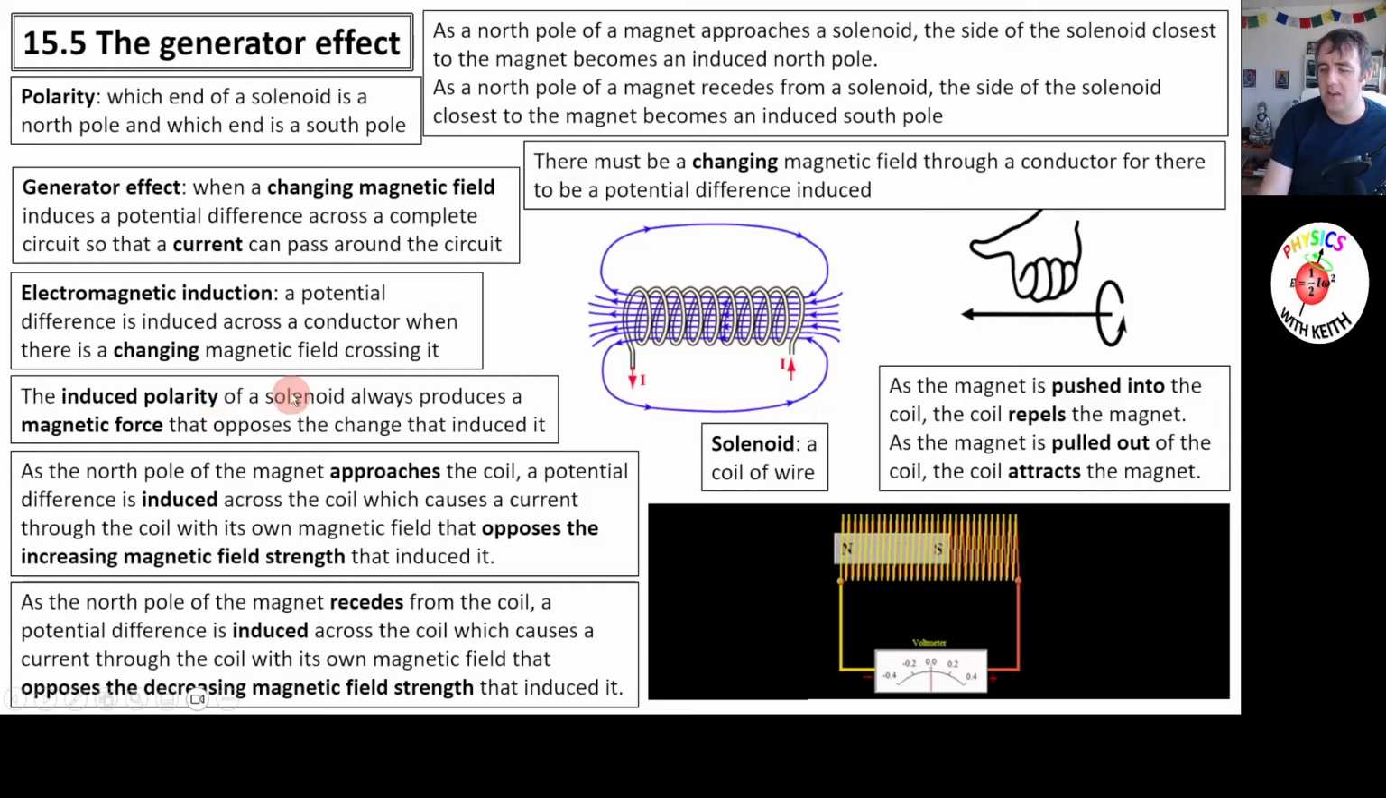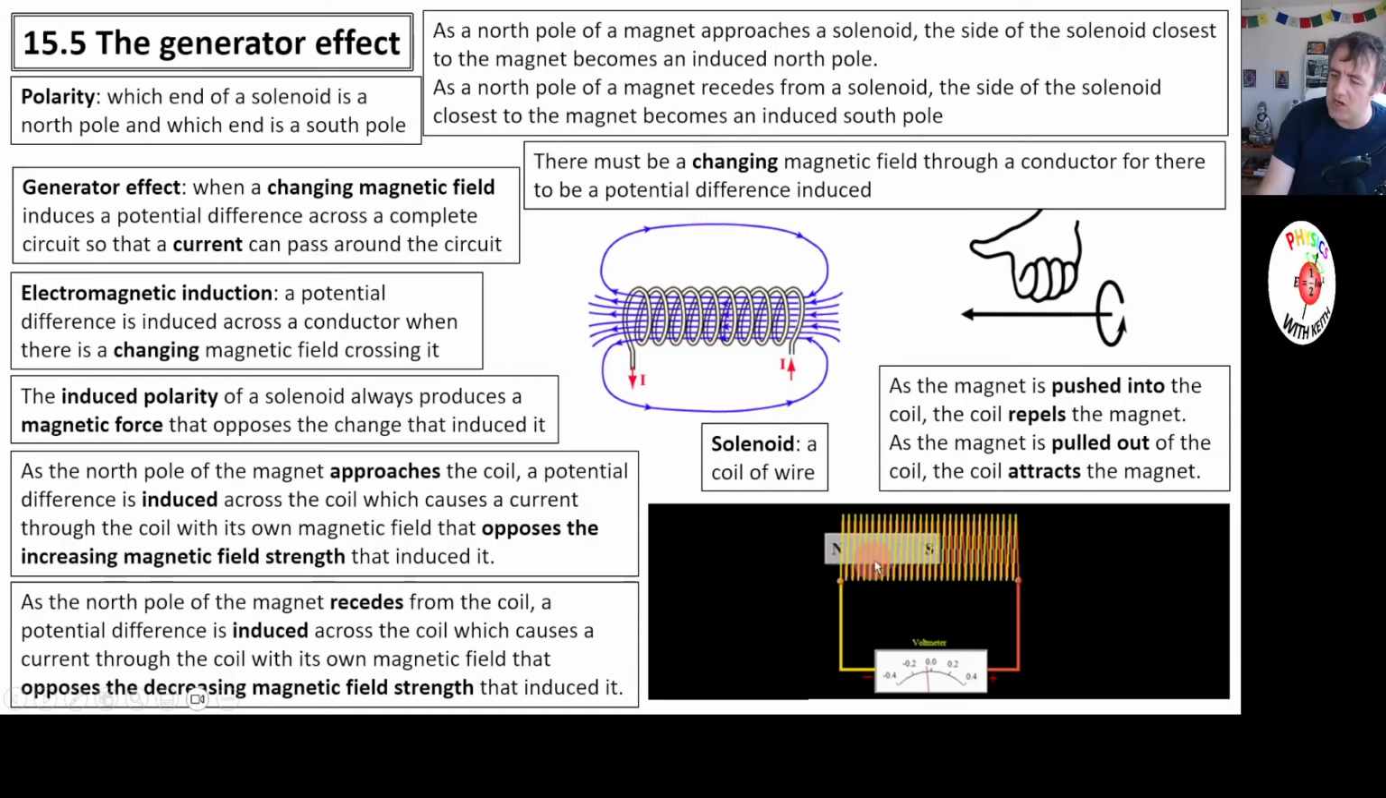Induced polarity of a solenoid. So we are inducing a magnetic field in the solenoid. Why is that? We're inducing a magnetic field in the solenoid because we have a current in the solenoid. Why do we have a current in the solenoid? Because there's a potential difference across the solenoid. Why do we have a potential difference across the solenoid? Because the solenoid has a changing magnetic field passing through it.